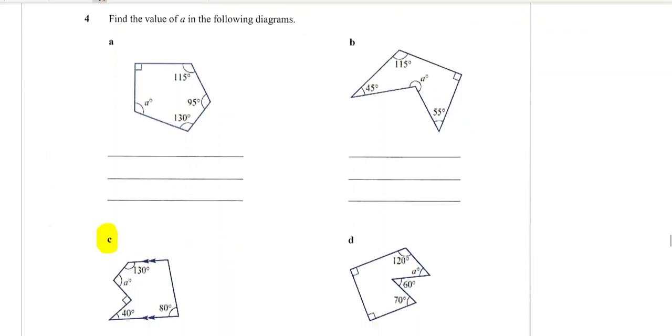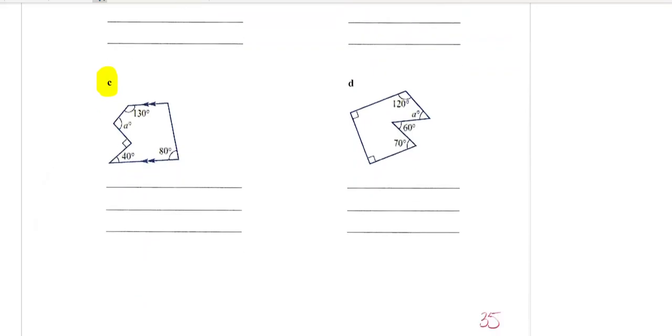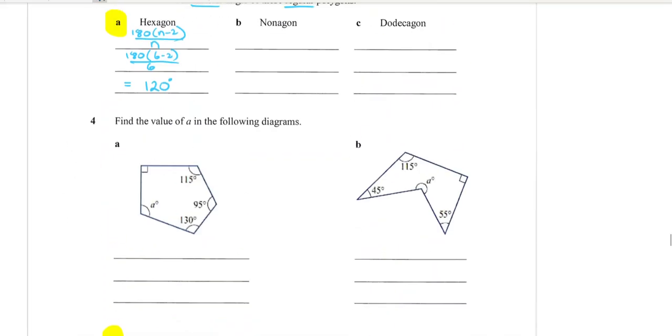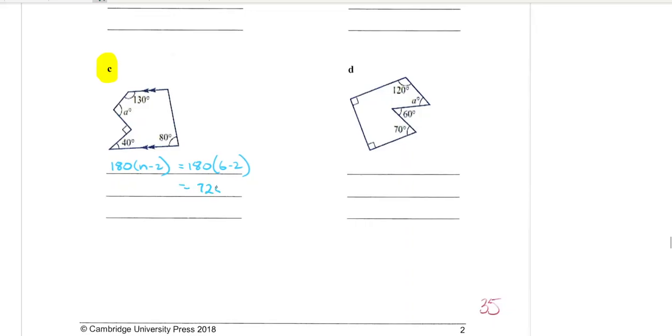Question 4. These are kind of a big question that's often at the end of things. We would need to know the angle sum of the shape before we can work out the missing angle. So the first thing you do is you count the sides. 1, 2, 3, 4, 5, 6 sides. And you would use your formula to find out the angle sum of 6 sides. So 180 n minus 2, that's just the normal formula for angle sum. Subbing in 6, 180 times 6 minus 2. And working that out, we get 720 for our angle sum.